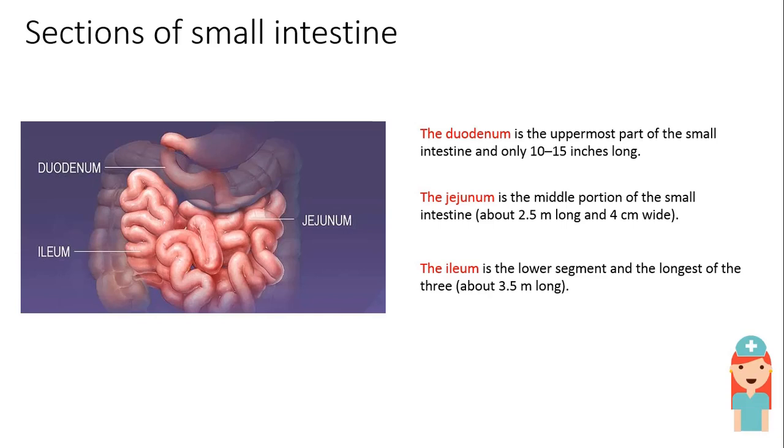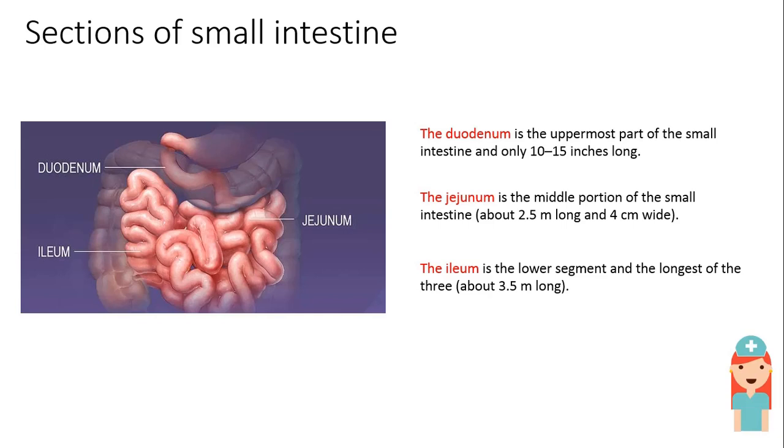Next comes the jejunum. The jejunum is the middle portion of the small intestine. It's about 2.5 m long and 4 cm wide. It absorbs sugar and amino acids before food moves on to the final part of the small intestine. The last one is the ileum. It is the lower segment and the longest of the three. It is about 3.5 m long. The ileum absorbs nutrients that were not digested in the jejunum.